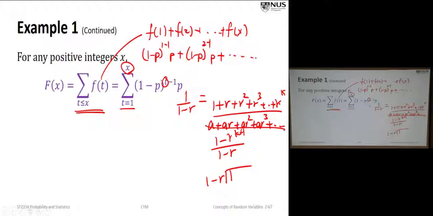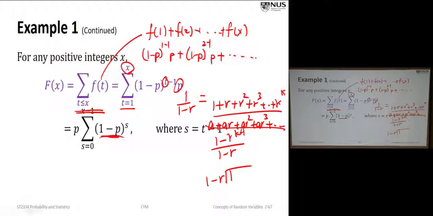So every term has p as a common factor. So I bring it out. p. And then basically this is my r. And sum r^s, and this s from 0 to x minus 1. How come suddenly it is from 0 to x minus 1? Because I just replaced s equal to t minus 1. So this becomes s. And when t equal to 1, s equal to 0. So I have this one. When t equal to x, then of course s equal to x minus 1.